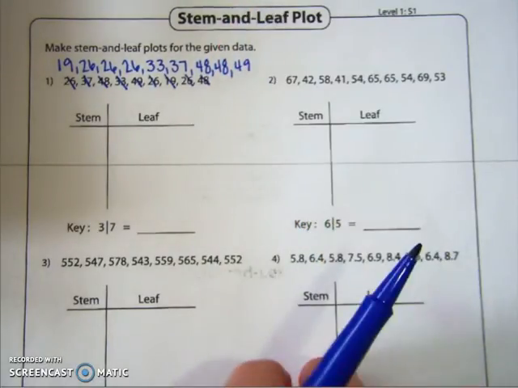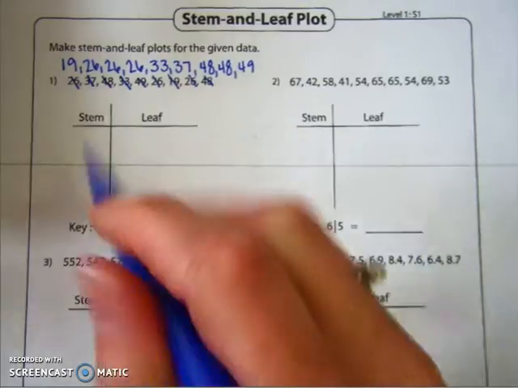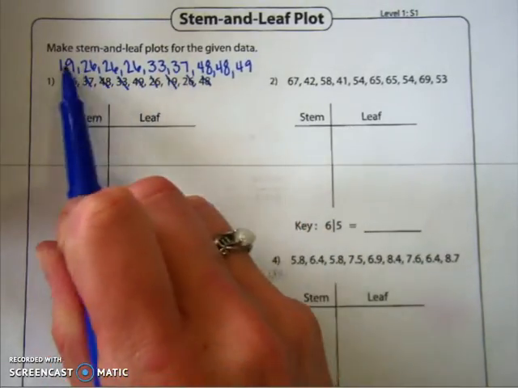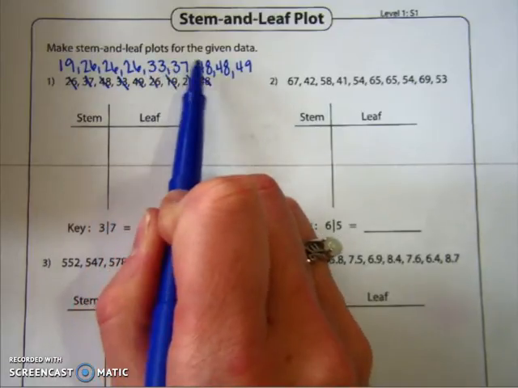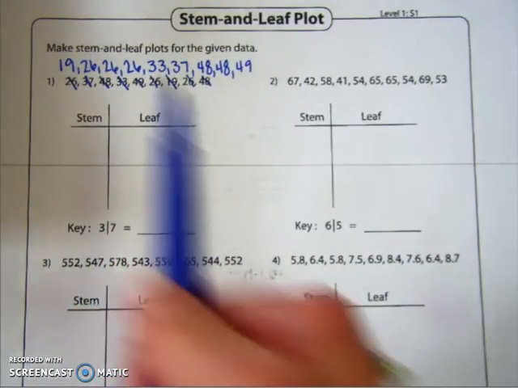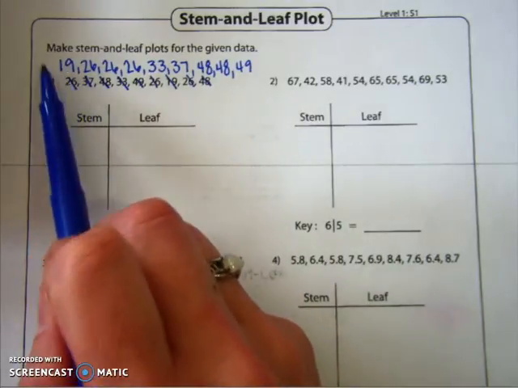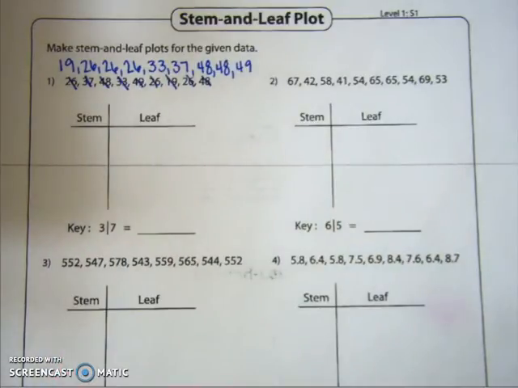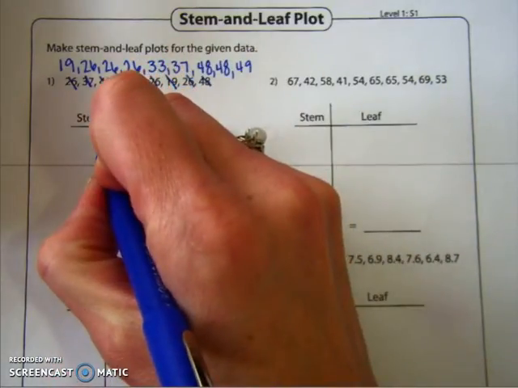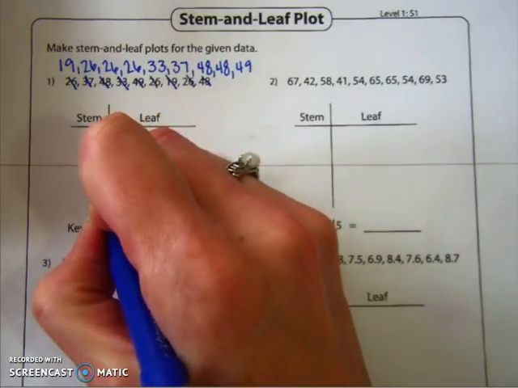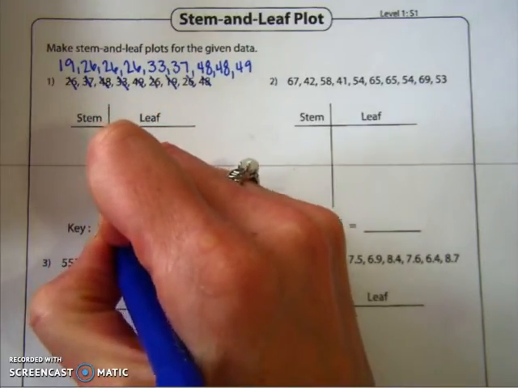If you wanted to make sure that you had all the data, you could quickly count them. 1, 2, 3, 4, 5, 6, 7, 8, 9, so that you know you have all of the pieces. So my data ranges from 19 to 49, which means I start in the teens and I end in the 40s. So I'm going to put down my stem: the teens, 20s, 30s, and 40s.